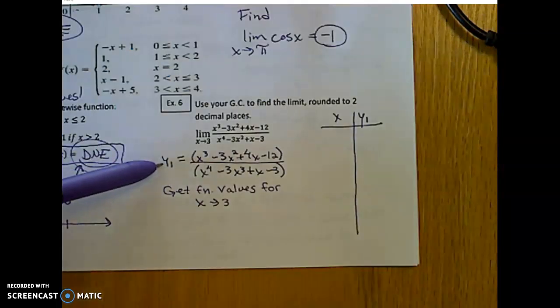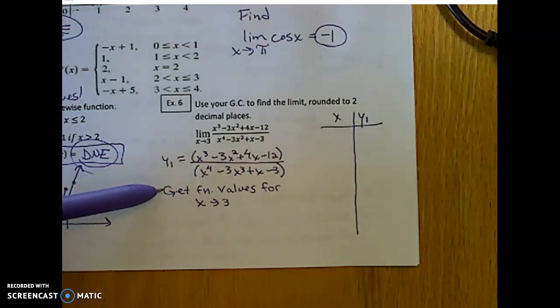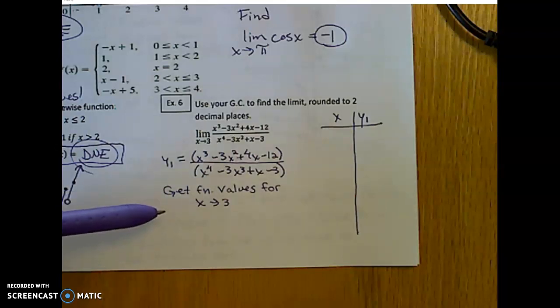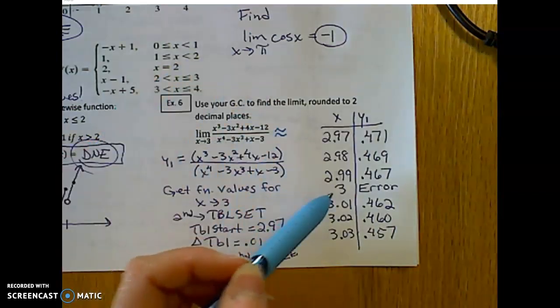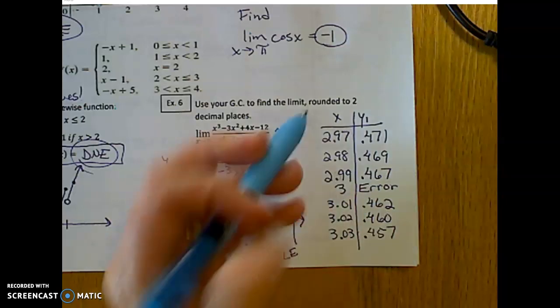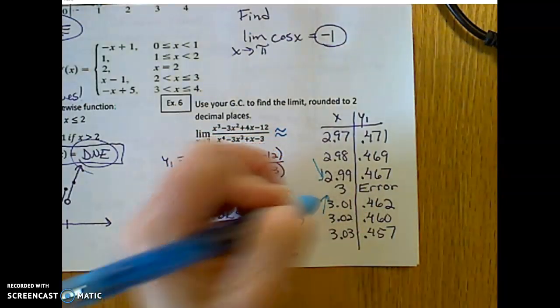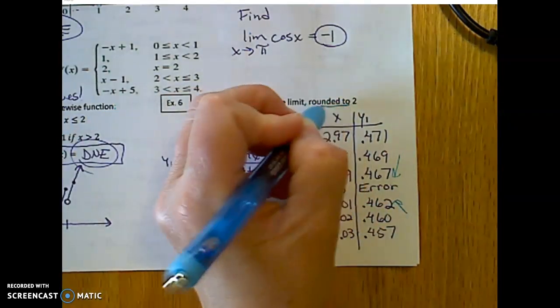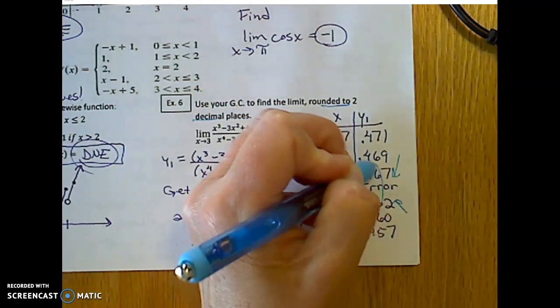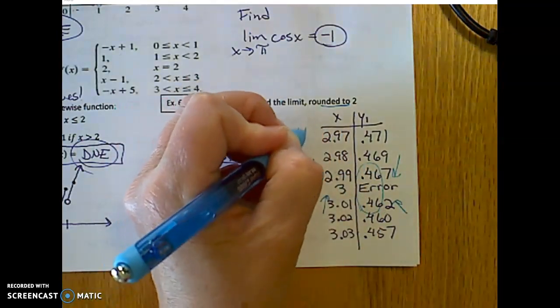I plugged that whole function into y1. I like parentheses just to be safe. Now I want to get a table of values for x values approaching 3. I'm going to show you what I used, but you can play around with it a bit. Okay, this is a fun one. This is what I set up, and then I'm going to check my table values. Okay. Even though my function is undefined at 3, as my x values approach 3, my function values are approaching, rounded to 2 decimal places, 0.46.